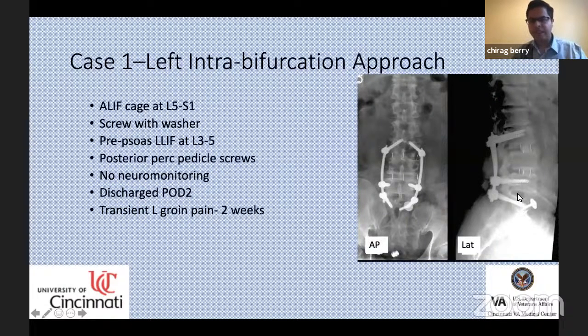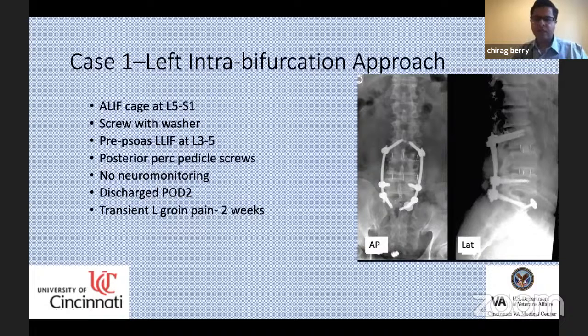That's my preferred technique, and that may be different. Some people try to put a plate on top of it. Then I've used regular lateral interbody cages at the other levels, and posteriorly percutaneous pedicle screw fixation. I did not use neuromonitoring. Patient went home on day 2. He had some transient left groin pain, which improved in 2 weeks.